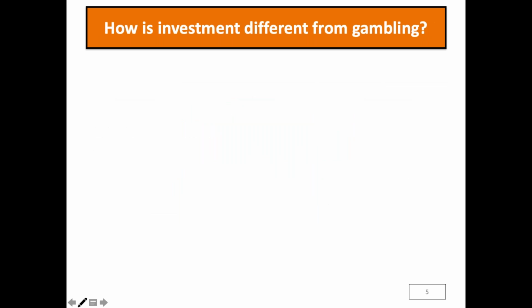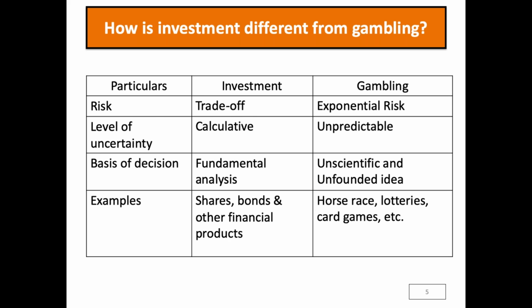Okay, moving further, how is investment different from gambling? We understand investment already, so let's talk about gambling. Gambling is exponential risk. When it comes to investment, you can lose whatever you invested. Like I invested 10 lakh rupees, I lose 10 lakh. That's the maximum risk I have. But when it comes to gambling, if I've come with 10 lakh rupees, there is a great scope that I lose more than that. The level of uncertainty is not measurable and not predictable when it comes to gambling. Some examples I can give are horse races, lotteries, and card games. All of those come under gambling.